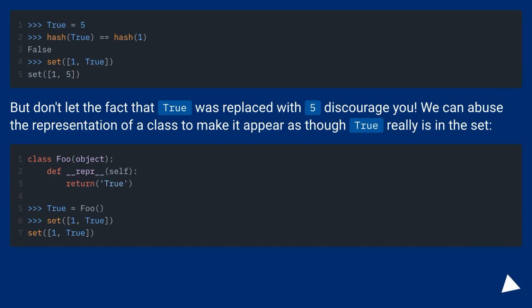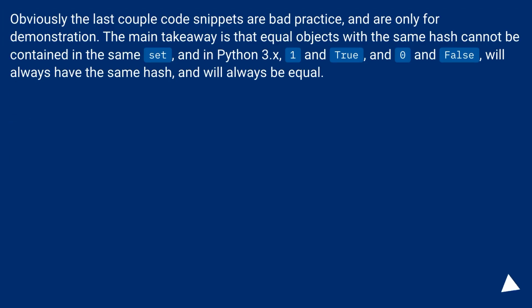But don't let the fact that True was replaced with 5 discourage you. We can abuse the representation of a class to make it appear as though True really is in the set. Obviously, the last couple code snippets are bad practice, and are only for demonstration.